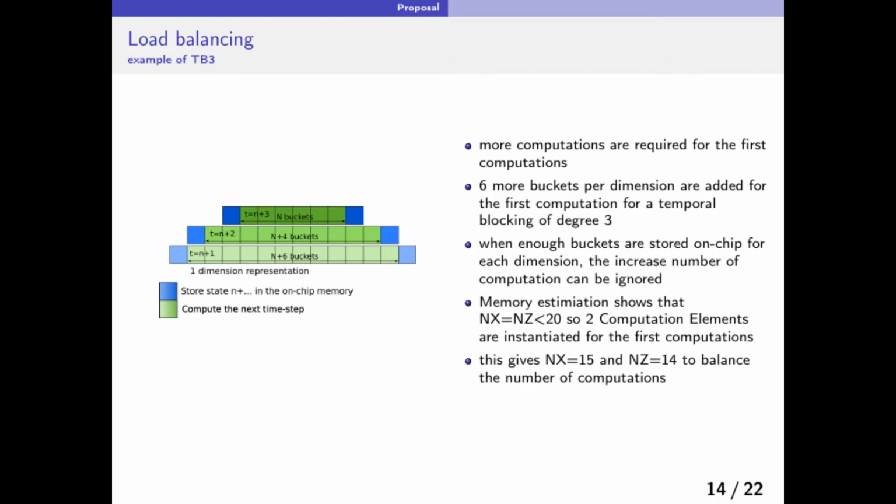Preliminary studies show that with the VRAM available as on-chip memory, an nx equal to nz inferior to 20 can be implemented, which gives 2 times more computation for the same computation time than for the first. Thus, 2 times more computation elements are required to balance the time required to compute all the buckets.